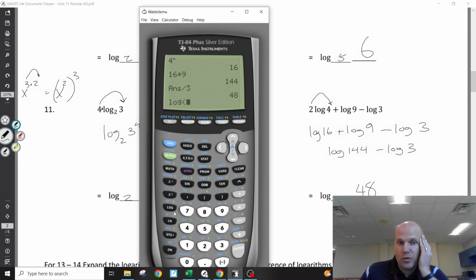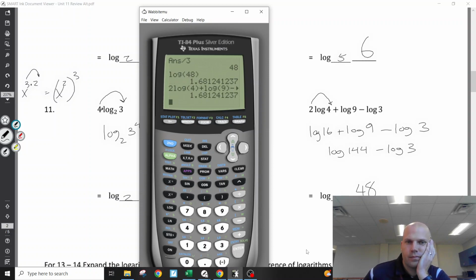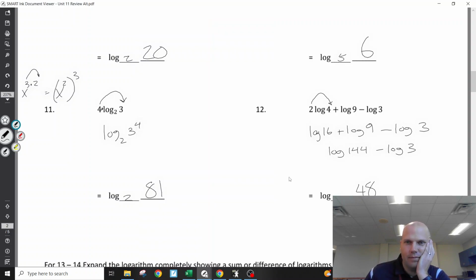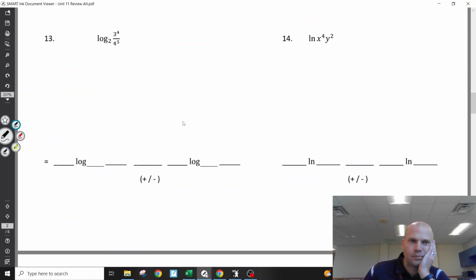Now, heads up, you can check all your answers. Is log 48 the same as 2 log 4 plus log 9 minus log 3? Yep, I got it right. This can be done with all of them.